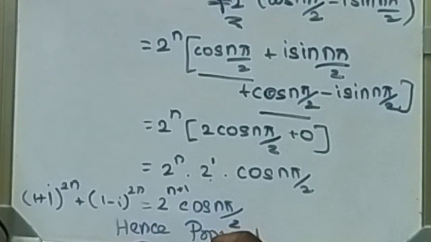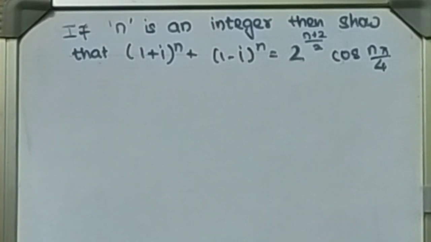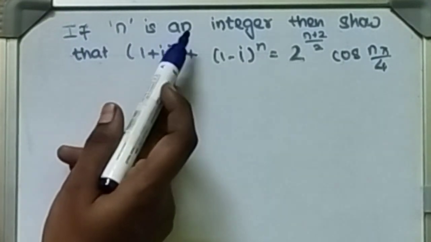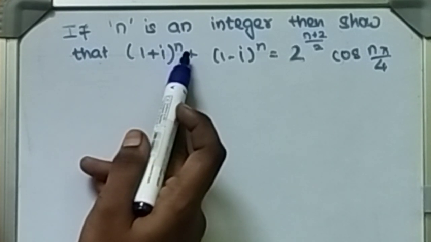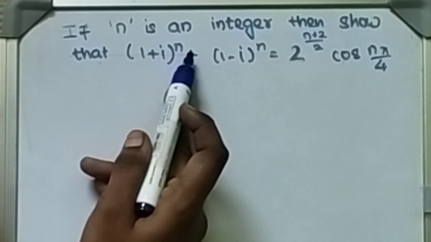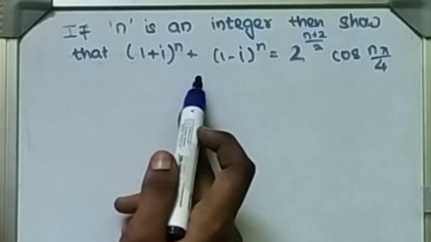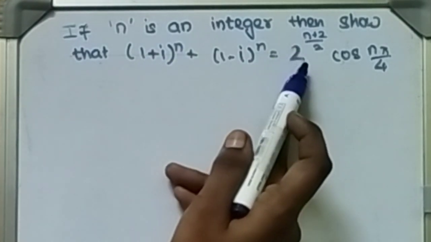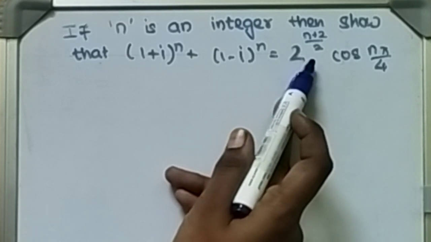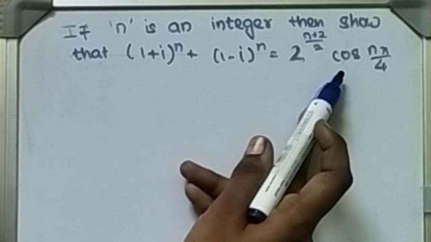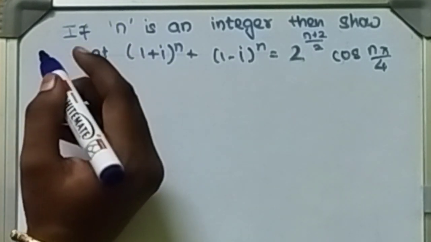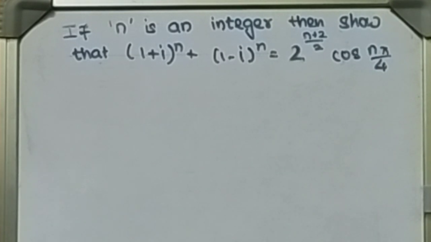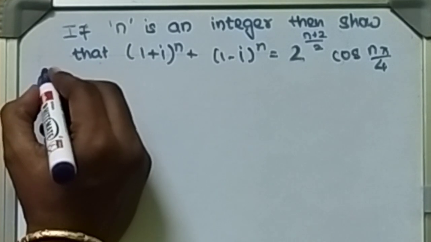Yes. So what is the second sum we are going to do? The second sum is, if n is an integer, then show that (1+i)^n. What did we have in the previous sum? (1+i)^2n. So here we have (1+i)^n + (1-i)^n, which equals 2^(n/2+1) cos(nπ/4), right? Right. So shall we start to solve? Yes. You are going to solve this along with me because it is much more similar to the previous sum, right? Right. Solution.